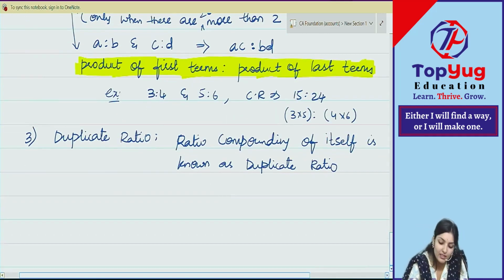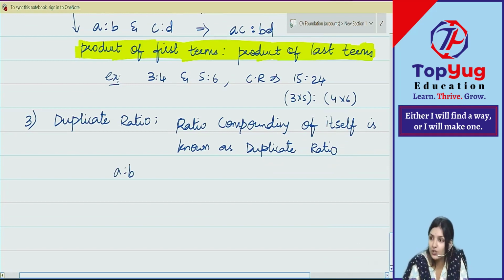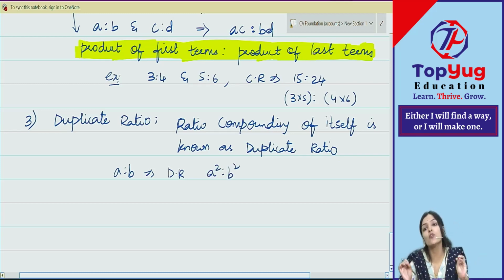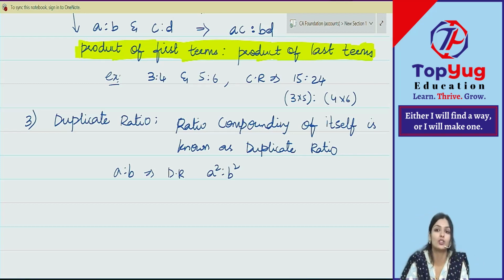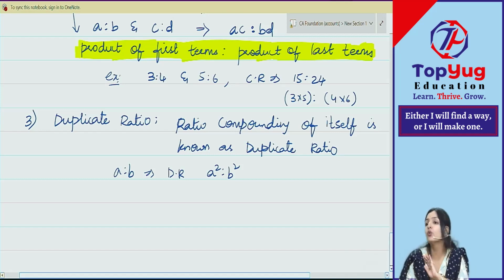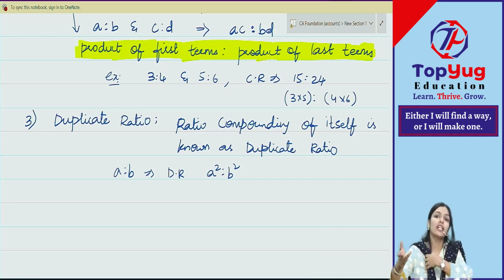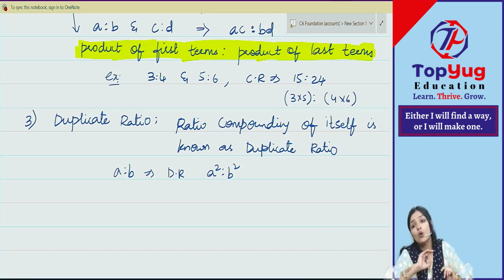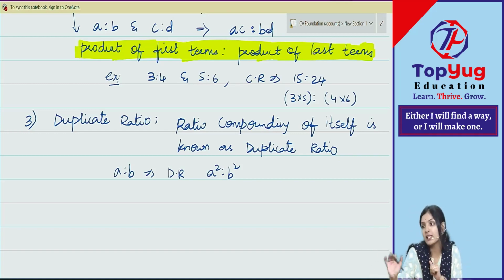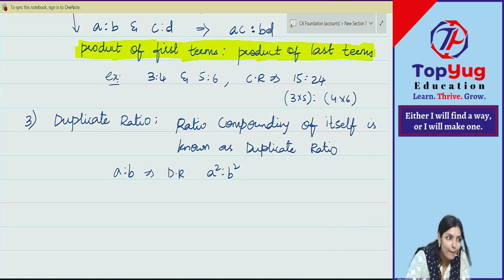In simple terms, if A is to B is the ratio, then duplicate ratio would be A square is to B square. That means squaring of the terms of the ratio is known as duplicate ratio. This sentence would be used for MCQ. Basically, I want to leave no room where we are not considering any point which can come into MCQ. I want to tell you all the points where there are chances of appearing as MCQ in your exam. Am I clear till here?